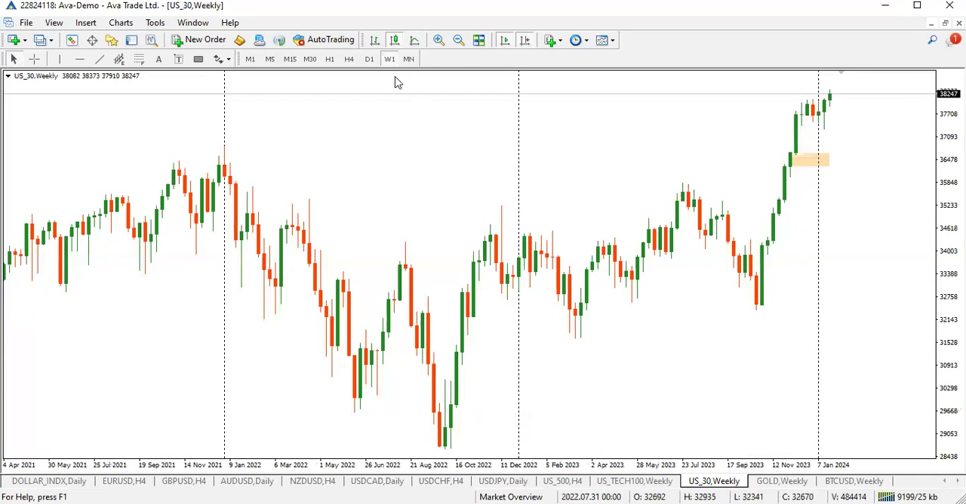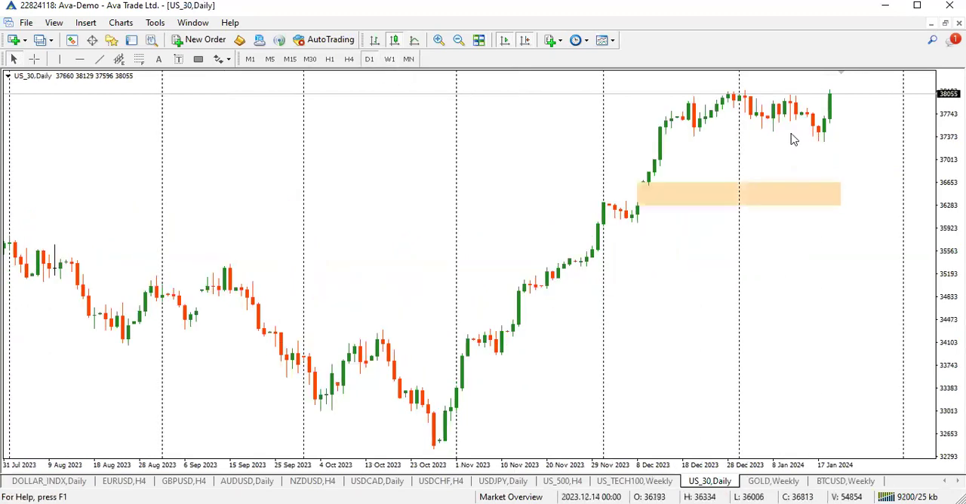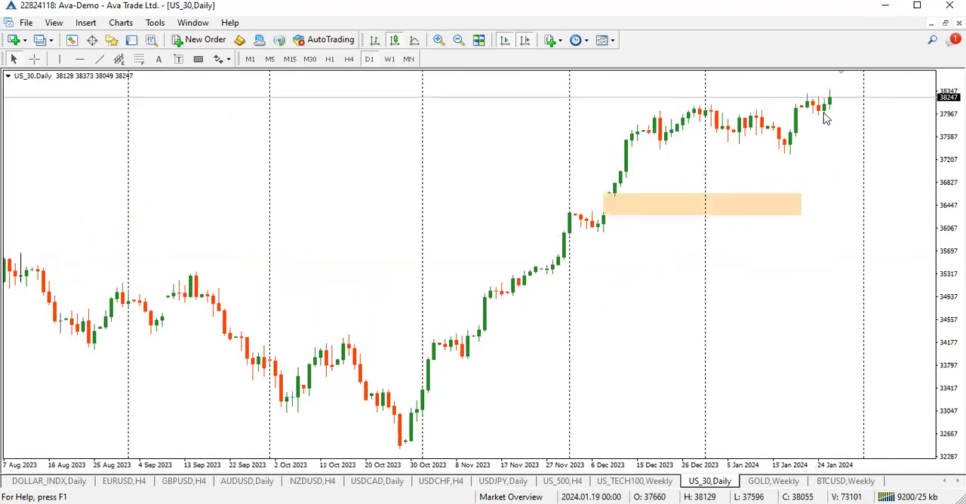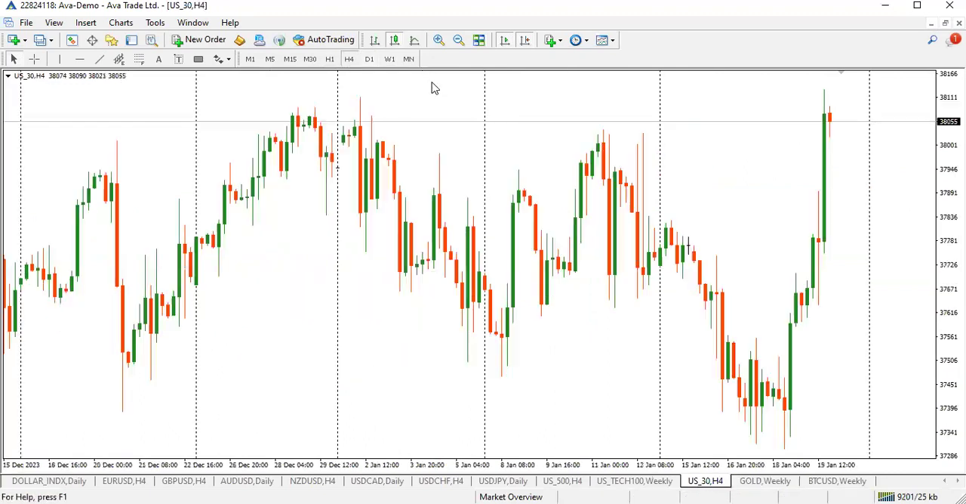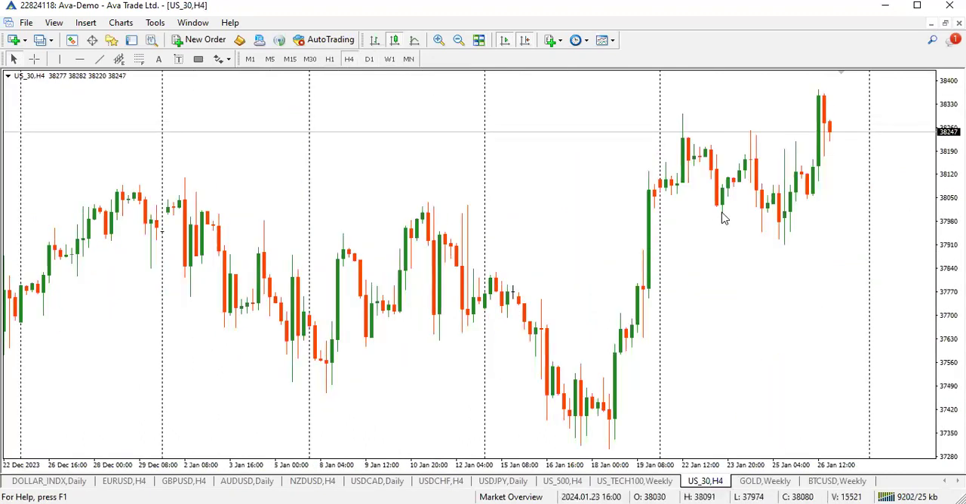For the US 30, that's the Dow Jones Industrial Average 30. We were bullish last week. Day to day, we had bullish movements. Okay, consolidation as well. 4 hours. Finally went higher on Friday, cleared buy side. This is a bullish order block. If we trace below this, we have this low and then this inefficiency.